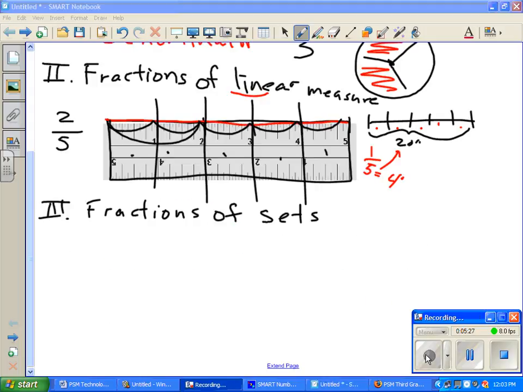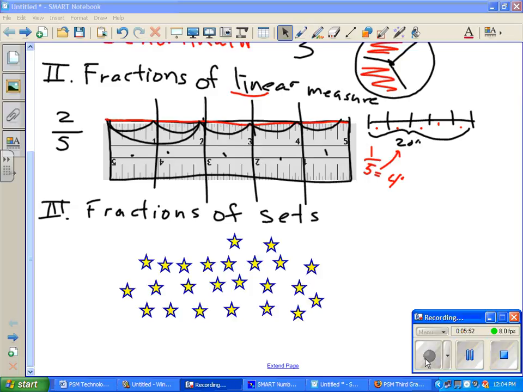Okay, moving on to fractions of sets. Here we're going to look at something very similar to what we just saw in linear measure. A set can be anything. A set means a group. I remember talking about that in class. So if you have a group of anything, you can look at it as having fractional parts.